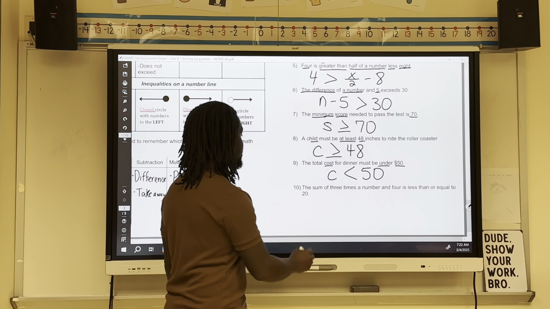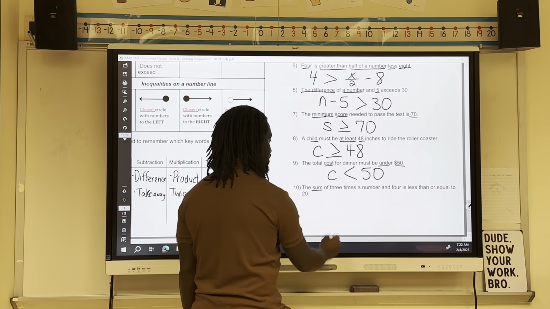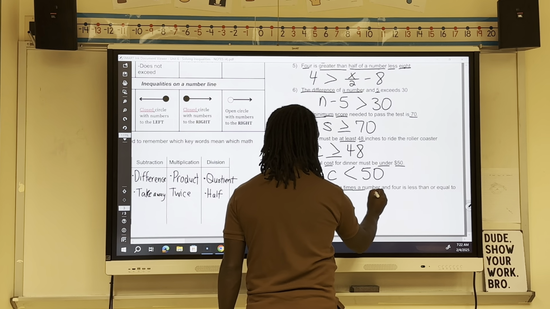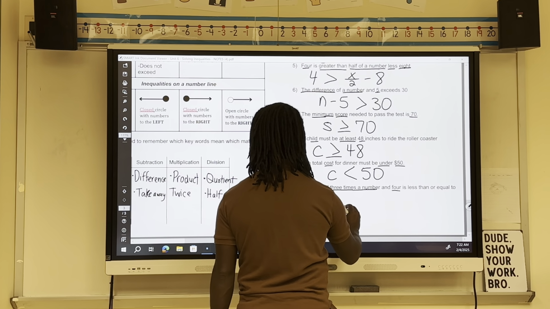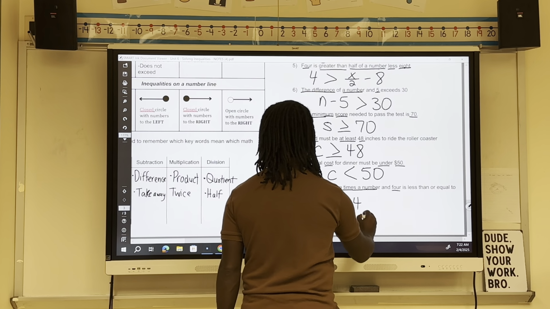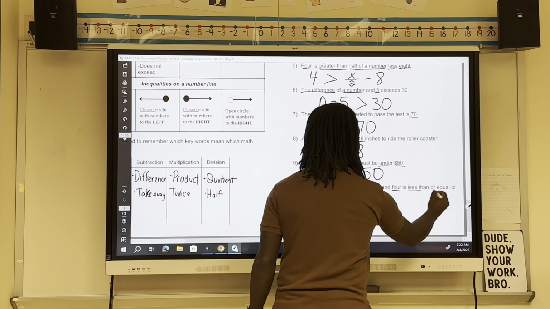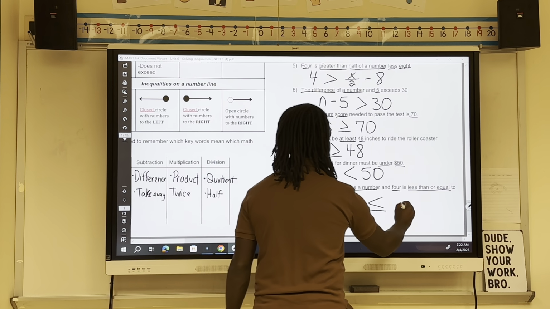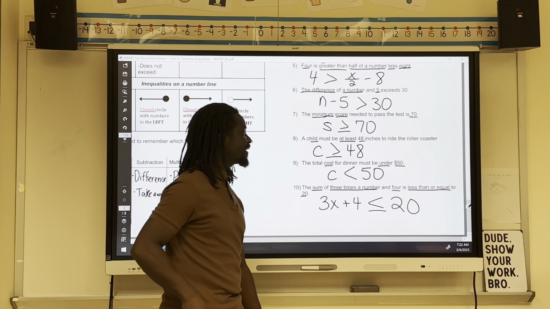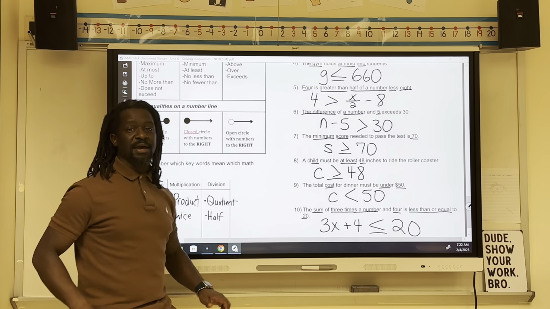And then lastly, the sum. Okay, we're adding. What are we adding? 3 times a number and 4. So we got 3 times a number and 4 is less than or equal to 20. All right, and there you have it, folks.